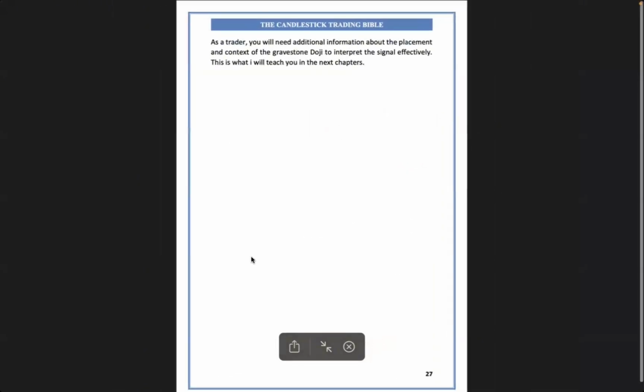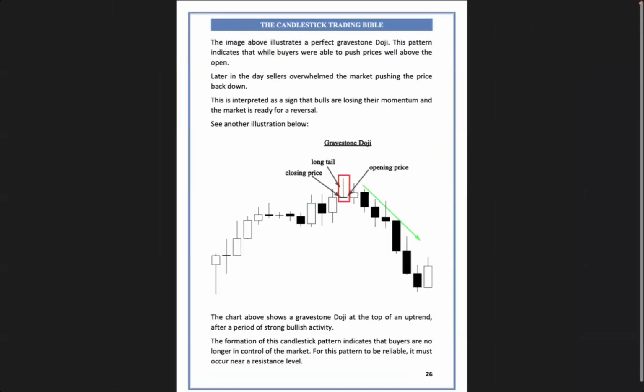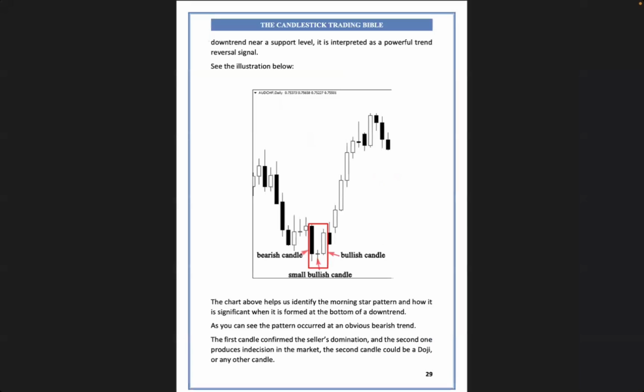So that's for the morning star. This is how a morning star is supposed to look, right? One bearish candle, then the second candle with a small body, then the third candle with a relatively longer body.